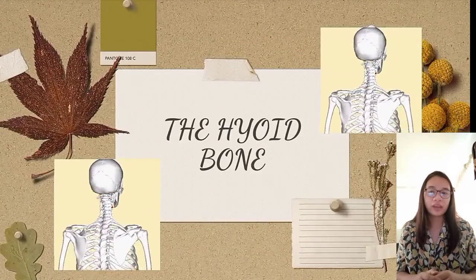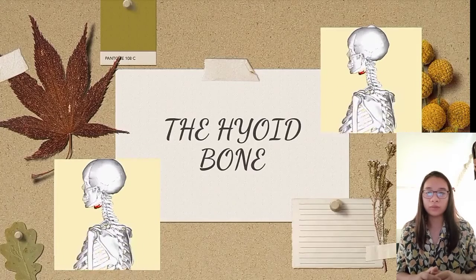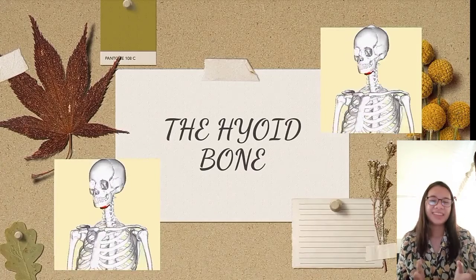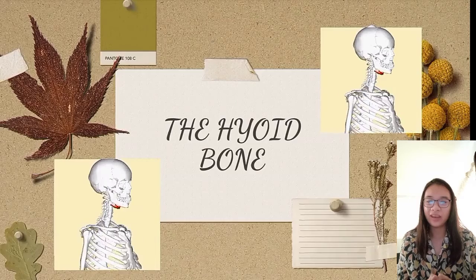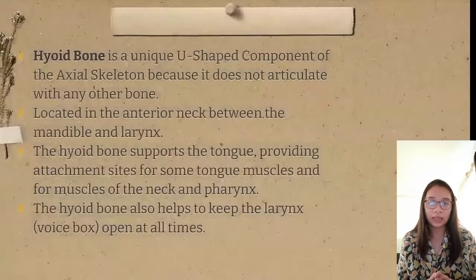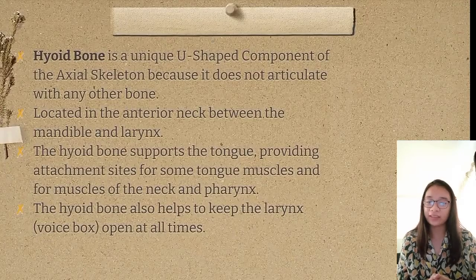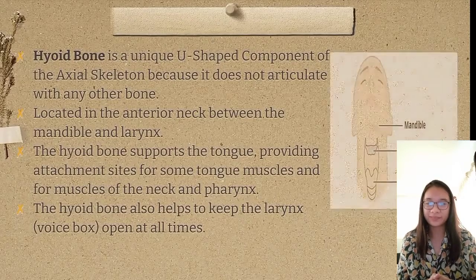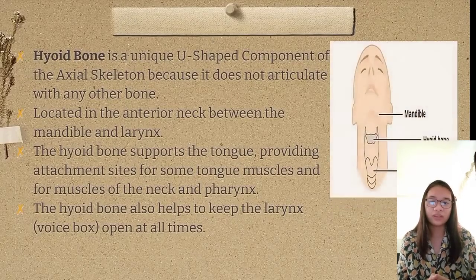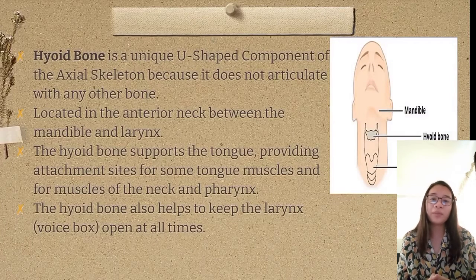Next part of the axial skeleton is the hyoid bone. Now as you can see in the slide, the hyoid bone is unique since it has a U-shaped form and it does not articulate with any other bone. It is located in the anterior part of the neck between the mandible and the larynx.